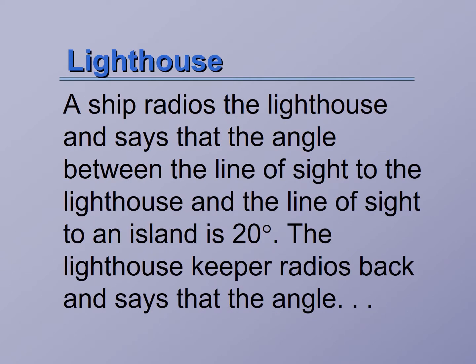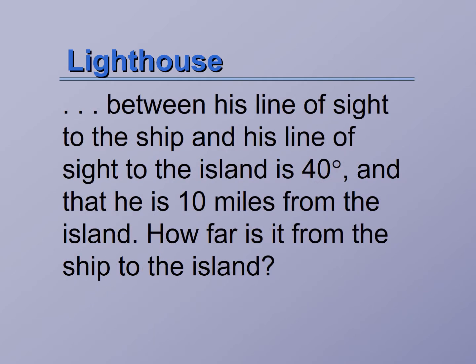Another type of problem that you might encounter is a lighthouse. Let's say you have a ship that radios a lighthouse and says that the angle between the line of sight to the lighthouse and the line of sight to an island is 20 degrees. Then the lighthouse radios back that the angle between his line of sight to the ship and his line of sight to the island is 40 degrees. He also says that he is 10 miles from the island. So how can we figure out how far it is from the ship to the island?